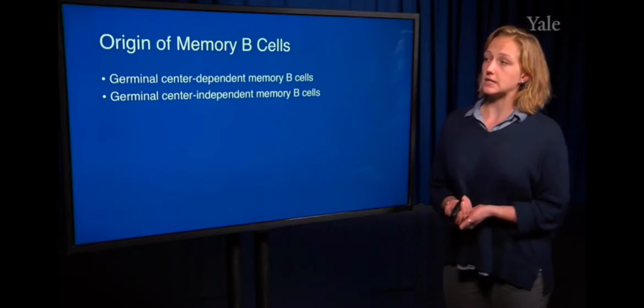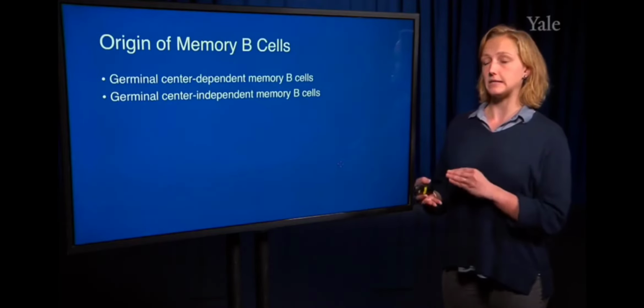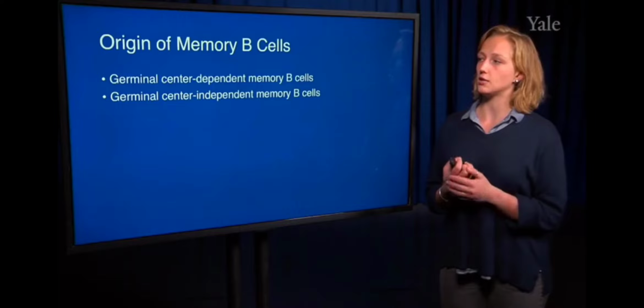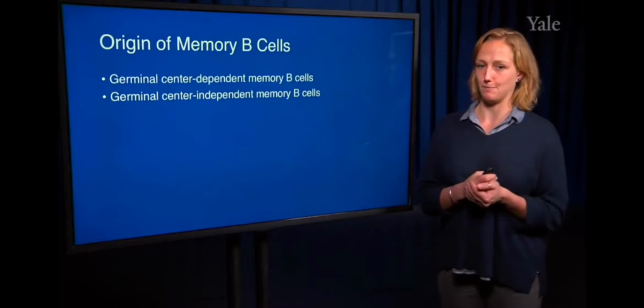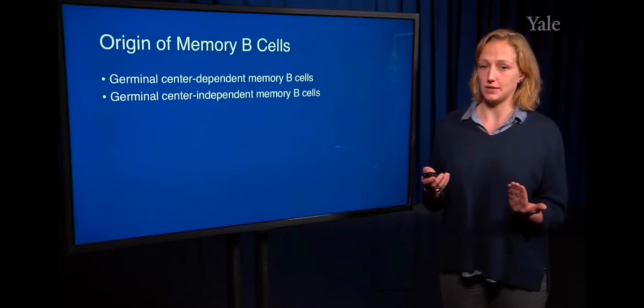Now, there are two different types of memory cells and two different origins of memory B cells. The first is memory B cells that are germinal center dependent, and we also have germinal center independent memory B cells. And these are defined based on their origins.